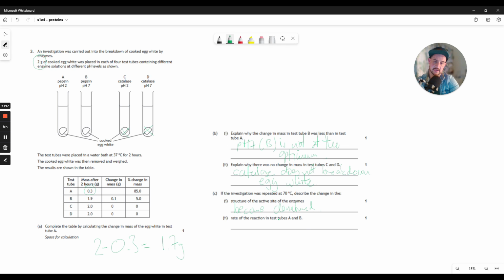Okay, and then finally describe the change in the rate of reaction in test tubes A and B. Well, the rate of reaction in a denatured enzyme will reduce. So it will reduce. Okay? Or if you say it became 0, or the rate of reaction will decline, any of those sort of points will get you the mark.